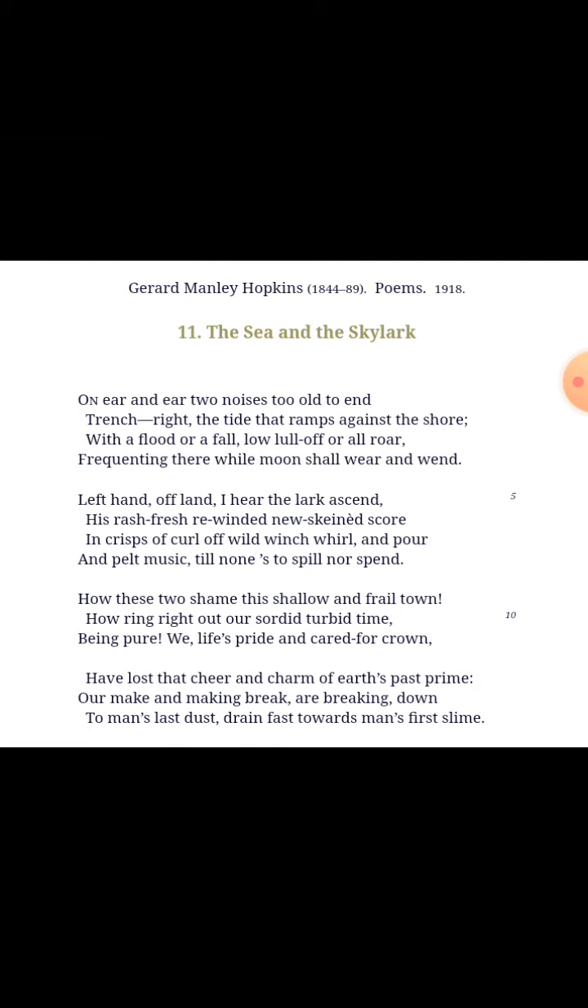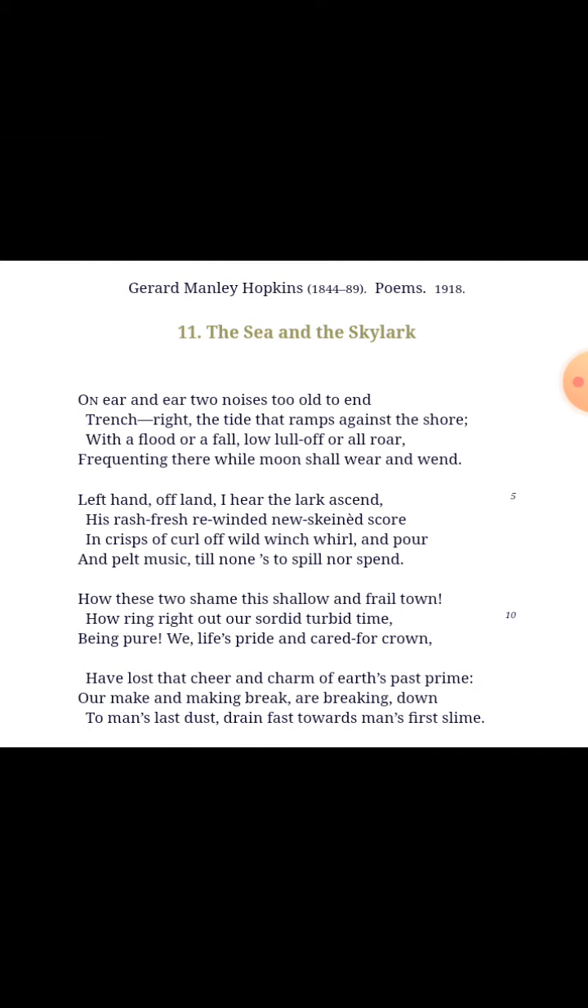Hopkins was walking, and on his right hand he hears the noise of the sea, and on his left hand he hears the noise of the skylark. On ear and ear, two noises. Both these noises existed in the past and they are still there now. So these voices are permanent. These voices are everlasting. Still they are very fresh. These voices are old, outdated, but they are fresh.